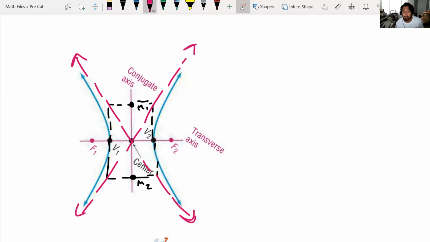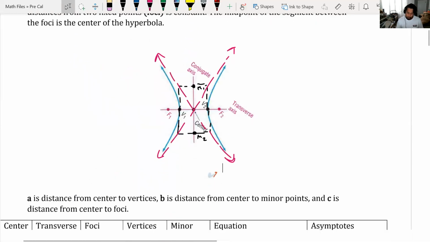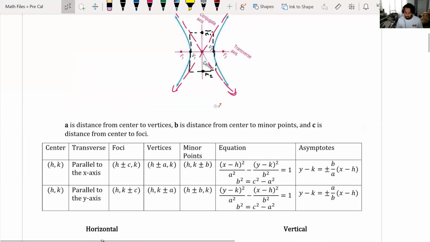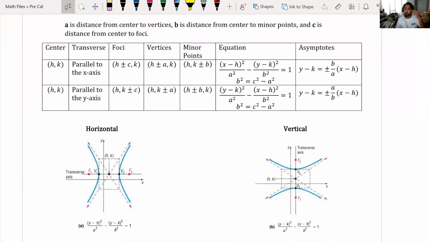So, with that being said, when we start figuring out these hyperbolas, what equations to use, once again, knowing A, B, and C is definitely important. And then knowing which axis you're parallel to is also important. So knowing all of this will help us use either of these formulas. Okay, so everything I drew above is drawn below as well. So once again, A is the distance from center to vertices, B is the distance from center to minor points, and C is the distance from center to foci.